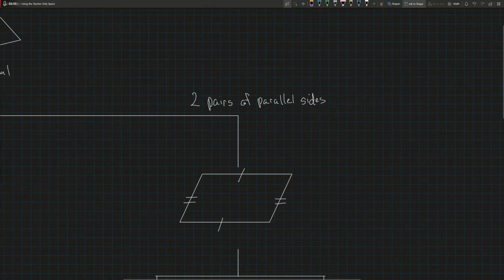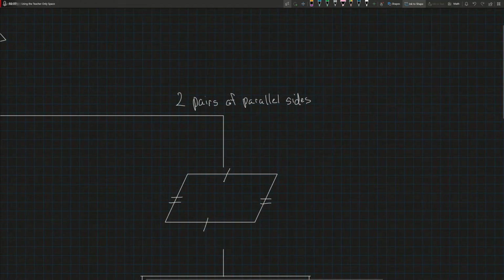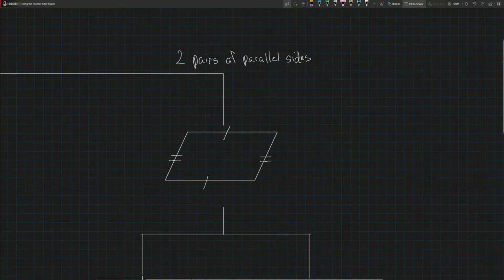Moving on to the family that has two pairs of parallel sides, our most general quadrilateral with two pairs of parallel sides is called a parallelogram. You might think of a parallelogram as a slanted rectangle. It has this pair of congruent sides and these two pairs of congruent sides.